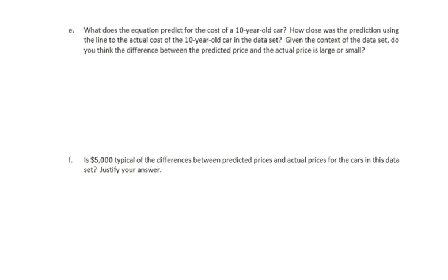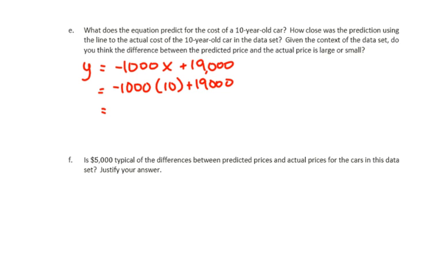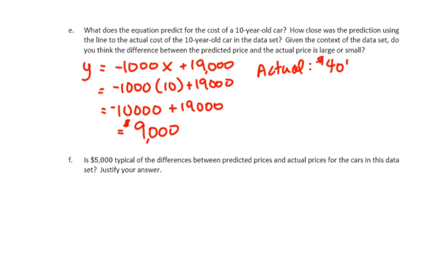Letter E, what does the equation predict for the cost of a 10-year-old car? So our equation was y equals negative 1,000x plus 19,000. And I'm going to plug in 10 for x because that's how old it is. So I get negative 10,000 plus 19,000. And I get $9,000. And if you notice, the actual on the plot or the chart was 4,040. So it's very far away, like we predicted.